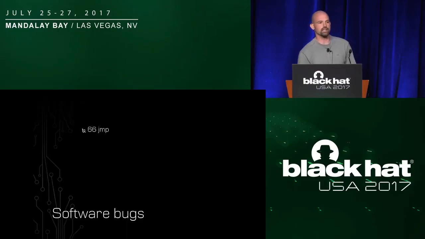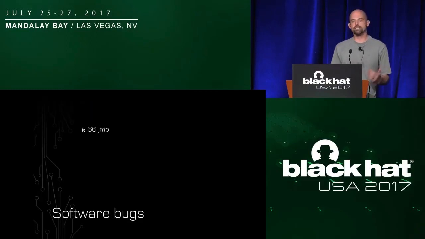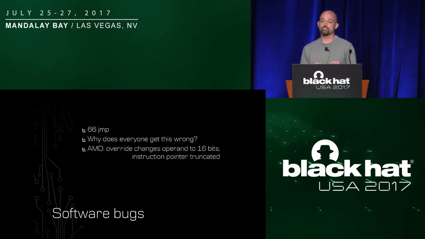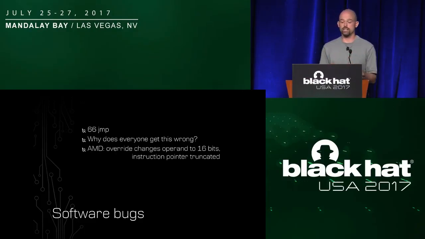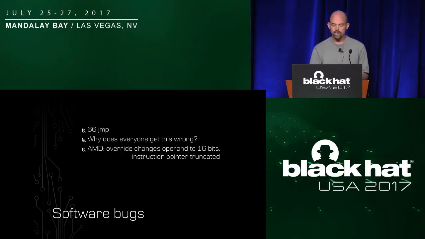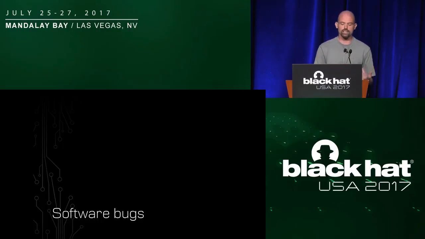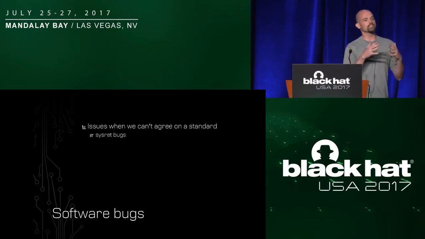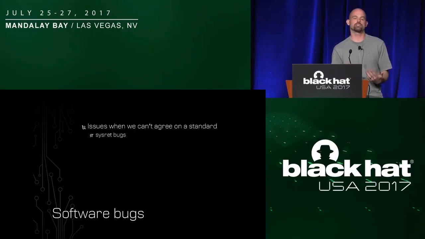So this is an interesting bug, and I was curious about why does everybody screw this instruction up? And I think the answer is AMD processors actually obey that instruction. That 66 override changes the operand size to 16 bits on an AMD processor, whereas Intel processors are actually ignoring that prefix. So it's a really interesting difference in the architecture. And whenever we can't agree on a standard for our architecture, bad things start to happen.